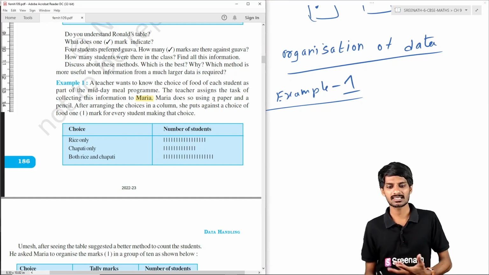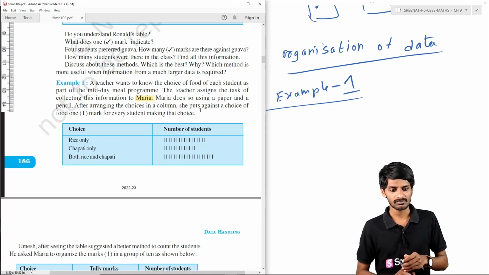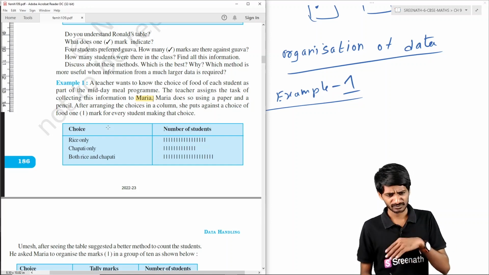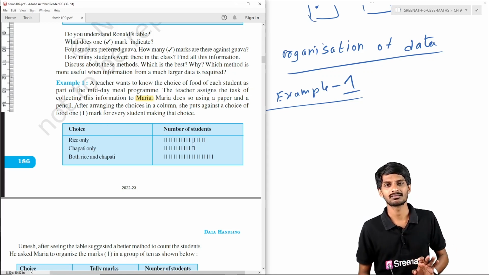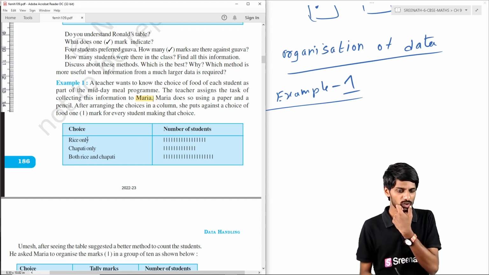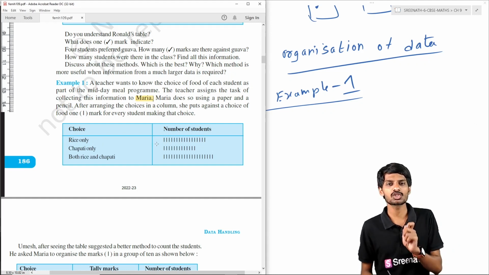Maria does this work using a pen and paper. She has arranged the columns and choices here: rice only, chapati only, both rice and chapati, and the number of students in another column. She looks at how many want rice only, and she will mark one line for every student, so that she has done the task.